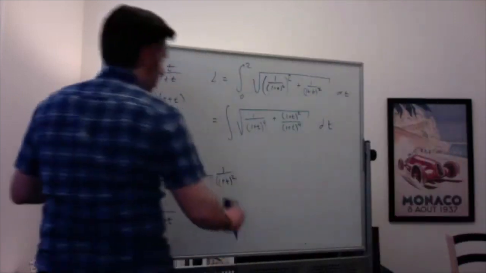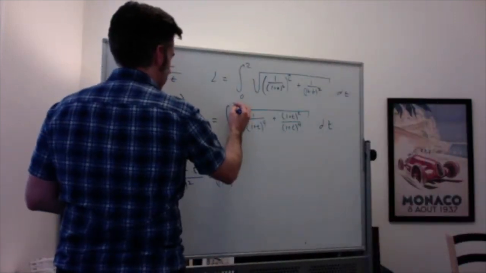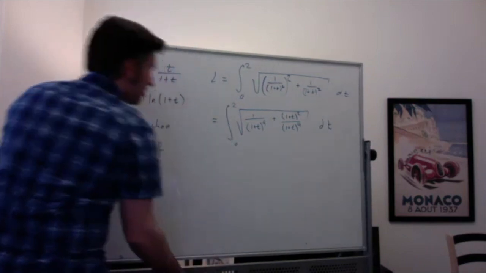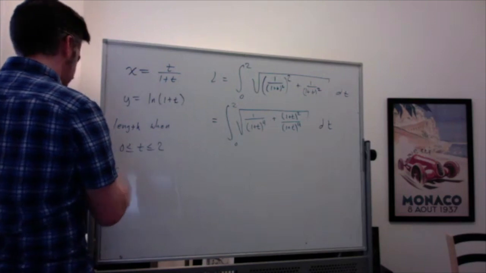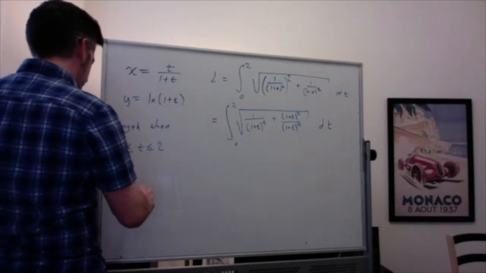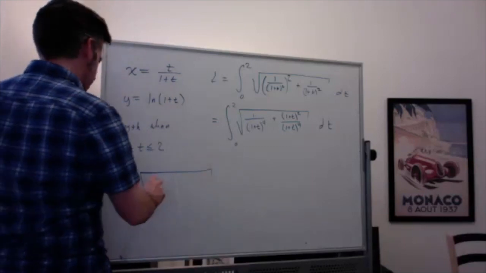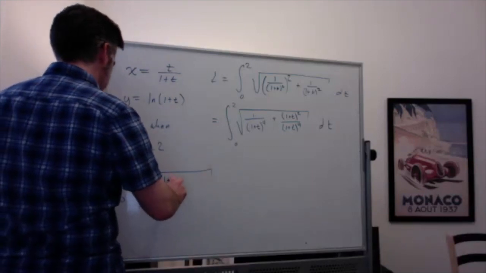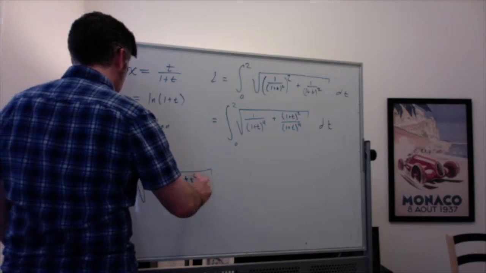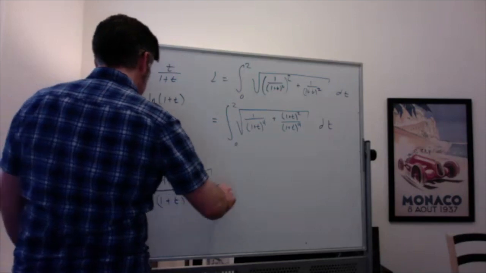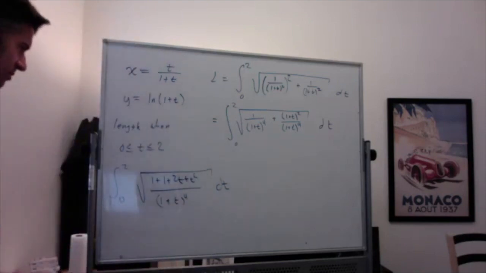All right. Oh, and I've got my limits of integration, from 0 to 2. So here's what I've got. I've got the integral from 0 to 2 of the square root of 1 plus t squared, which I could write as 1 plus 2t plus t squared over 1 plus t to the 4th. It's a good question. How are we supposed to do this one?